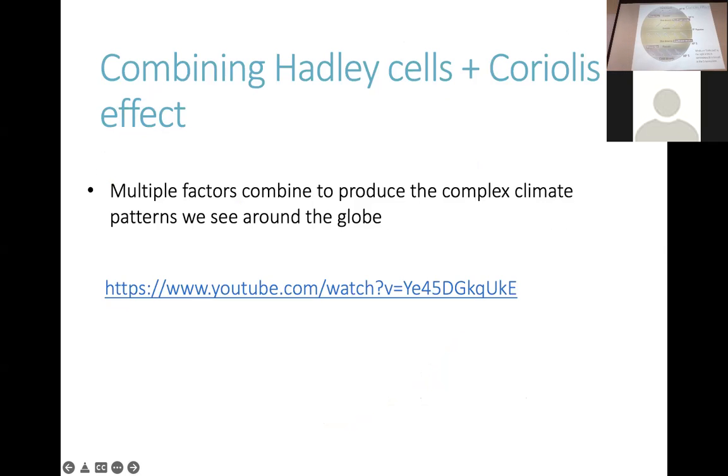Okay, one last thing. We combine, like I said, both of these are at play, right? It's not like only the Hadley cells or only the Coriolis effect. You combine them. And that's what really, among other things, creates this really complex climate patterns that we see across the globe.